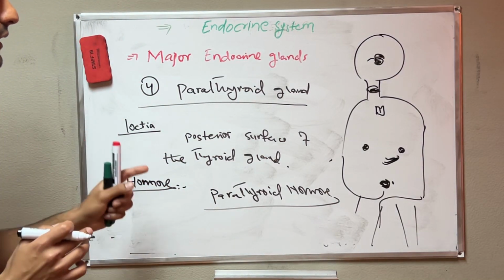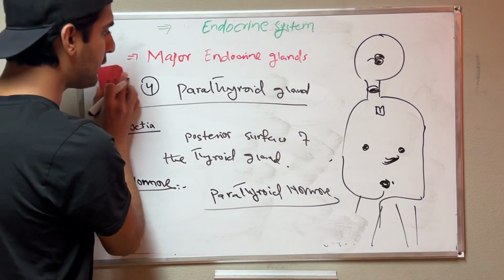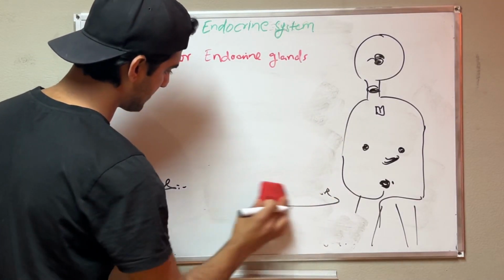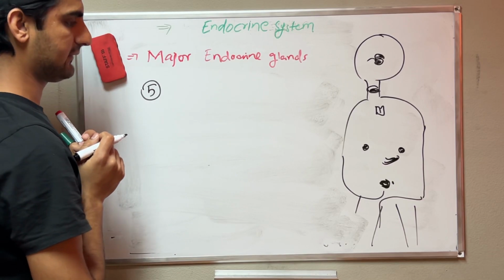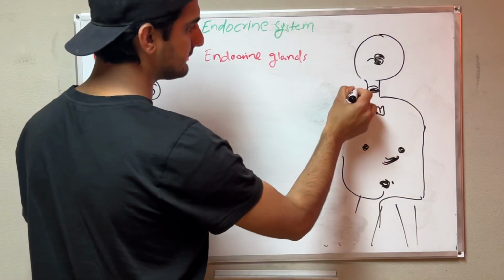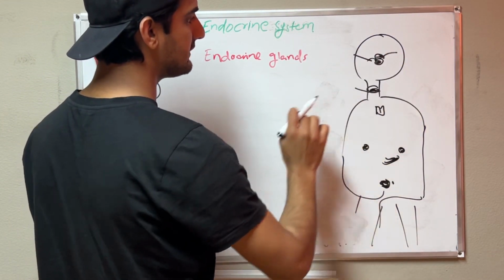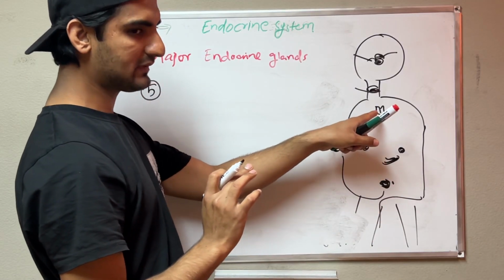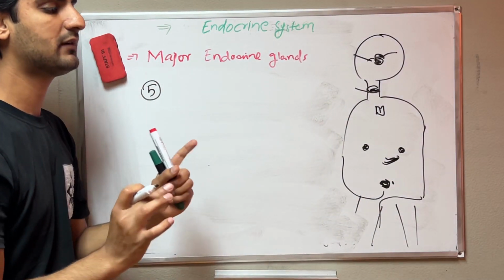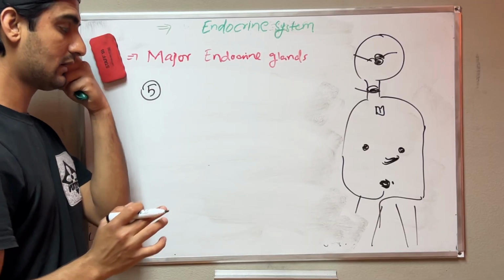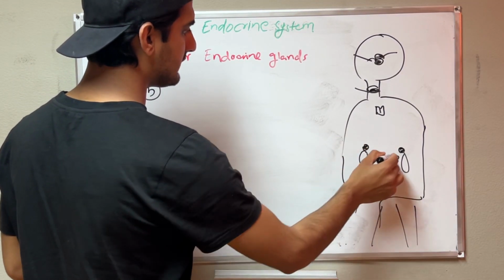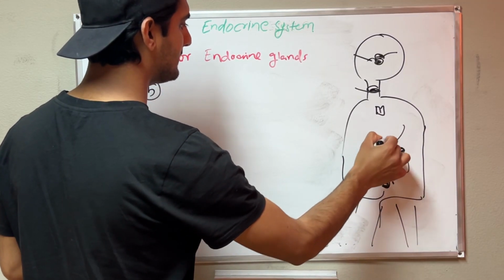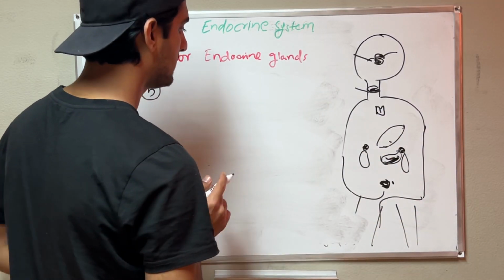Okay, now this is the fourth. Then we have the fifth major endocrine gland. We talked about the major glands; the thymus I don't discuss here. I told you we have some endocrine tissues. Here we have the kidney, the pancreas, and the stomach, for your memorization.